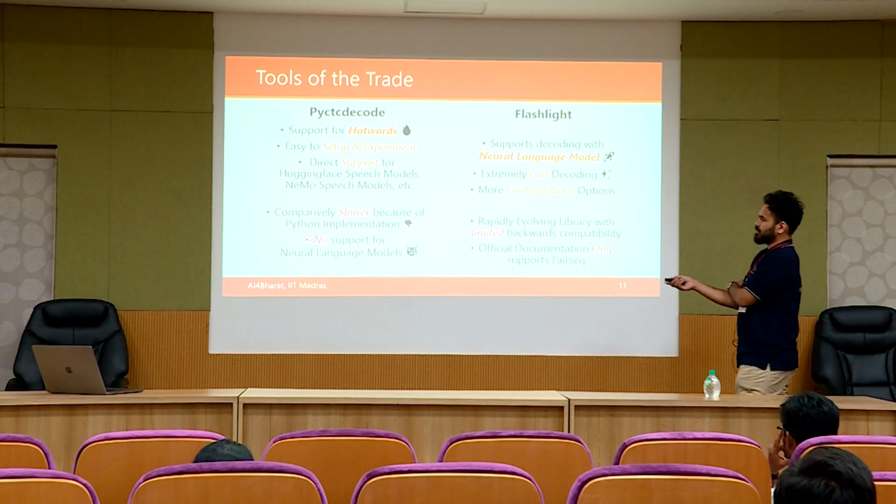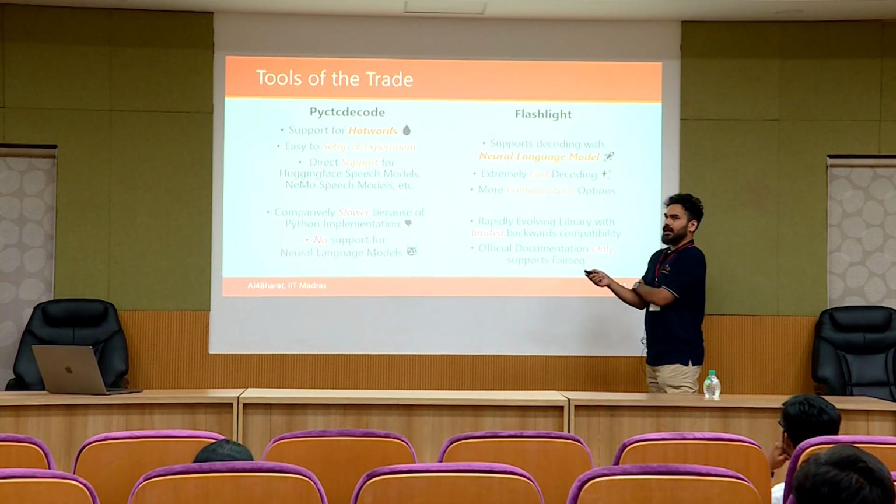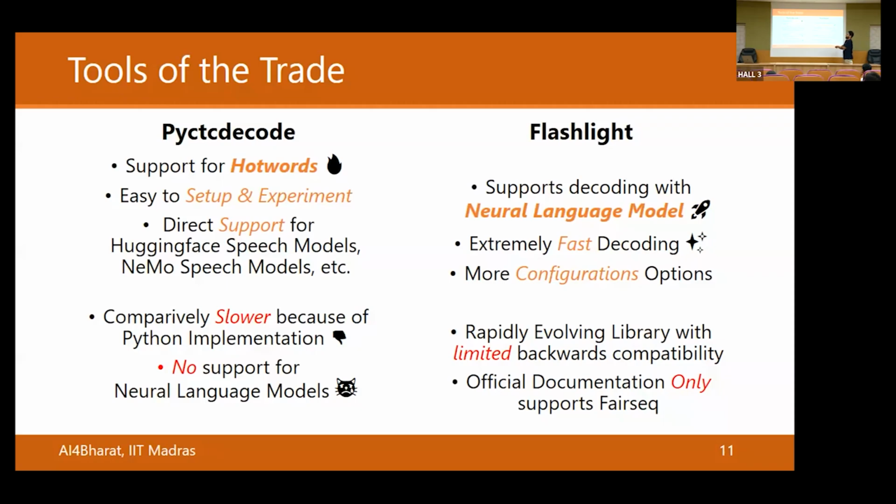So what are neural language models? We have not covered that. Instead of using a statistical language model, an n-gram language model, to get the score of a text, we use a neural network to get the score of the text. That seems to be very recent, and people are trying out various types of language models, transformer language models and all. So PyCTC decode as of now doesn't support that.